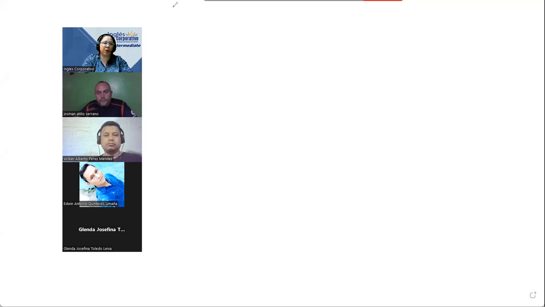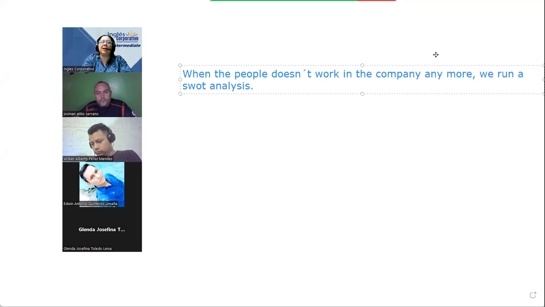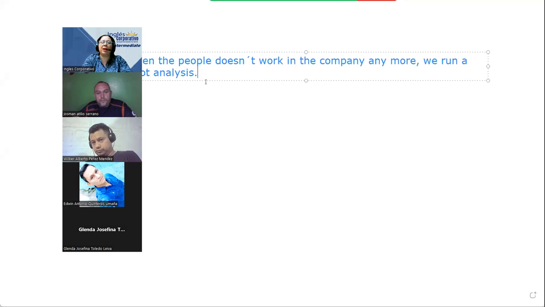When is the best time? When is the best time to run a SWOT analysis? Let's remember that this is situational, okay? This is situational. So we are going to say, when? Tell me. Wilbur said this, right? Wilbur said, when the people doesn't work in the company anymore, we run a SWOT analysis. Okay. Any other idea? Alguien me dijo otra, pero no la logré agarrar. Me la repite, por favor. Can you repeat it, Glenda?